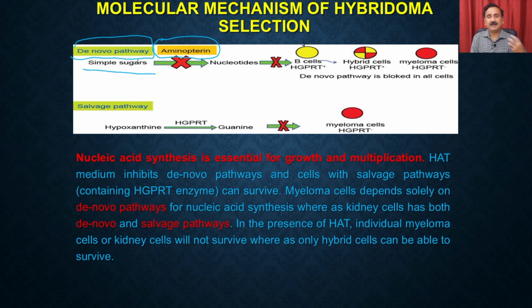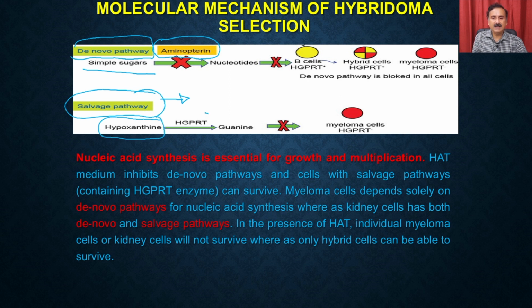So now the cells are only going to be dependent on the salvage pathway, and the salvage pathway is not present in the myeloma cells, whereas the salvage pathway is very actively present in the B cells. For running the salvage pathway, the HAT media also has the hypoxanthine.